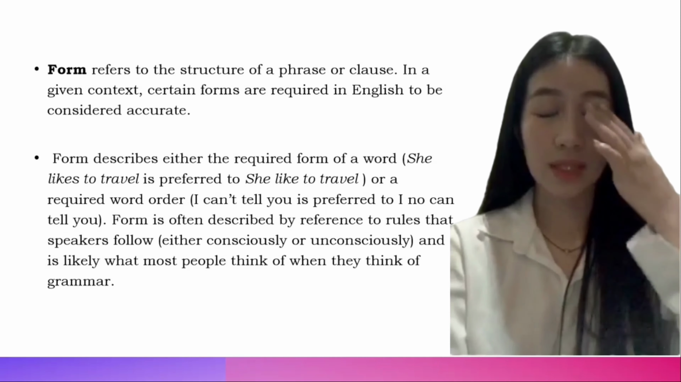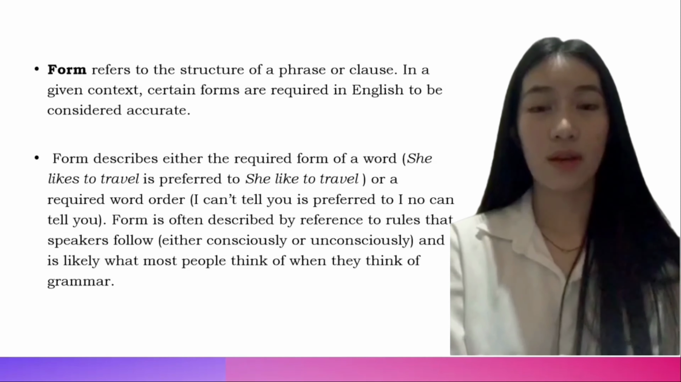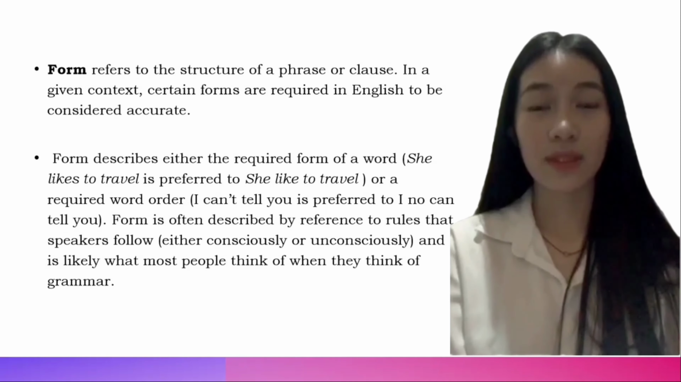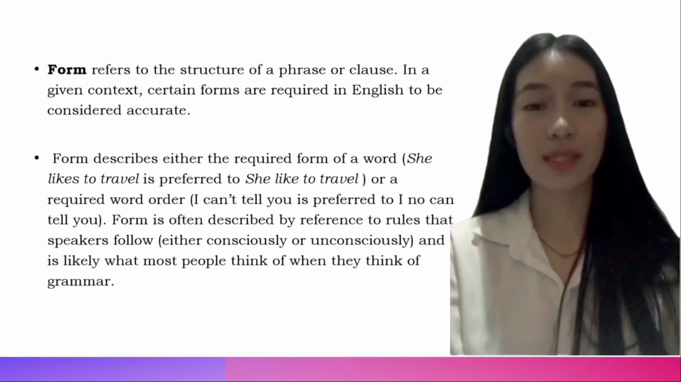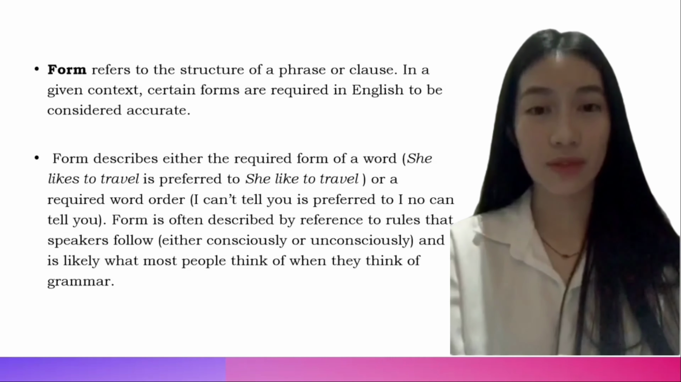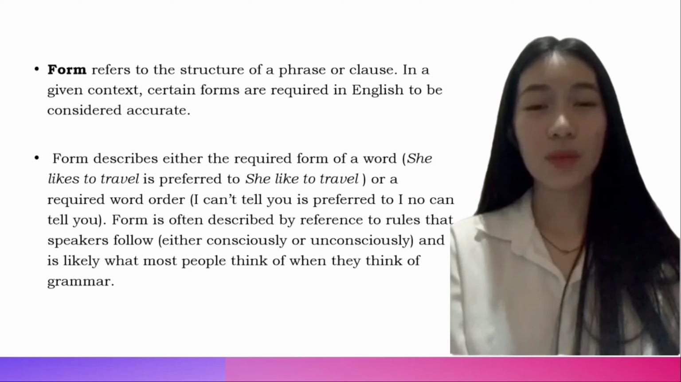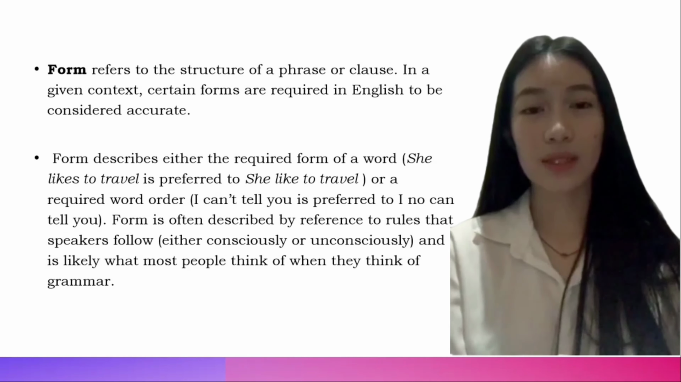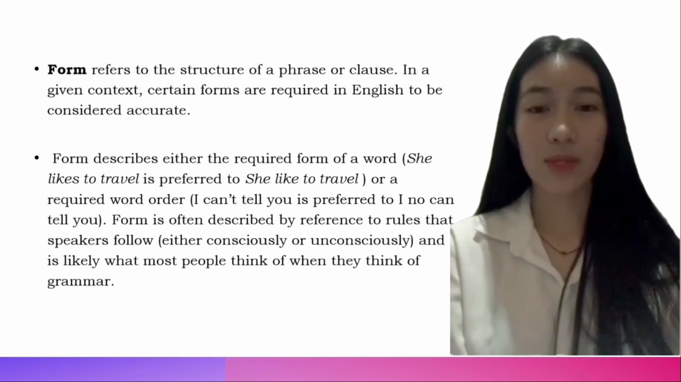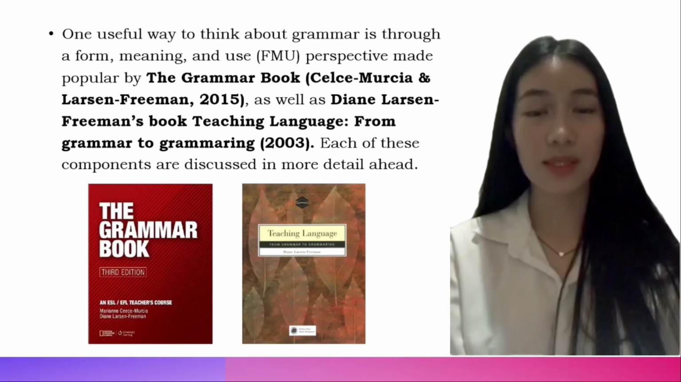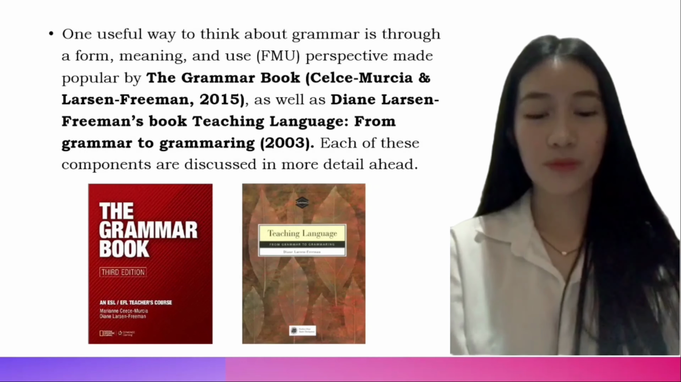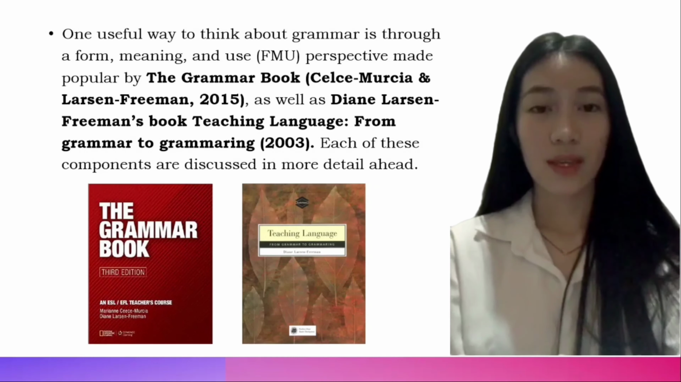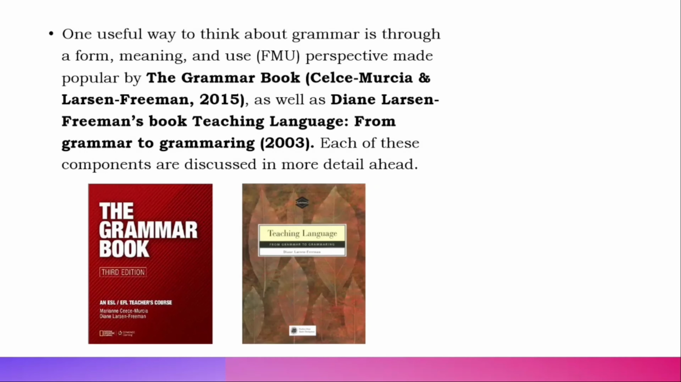One example is the sentence "she likes to travel." It is correct, rather than the sentence "she liked to travel." And we can easily avoid grammatical incorrectness because of the form. So basically, when we say form, it is the rules that should be followed, and that's why it's really essential.